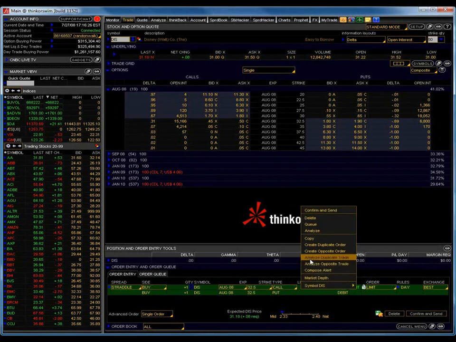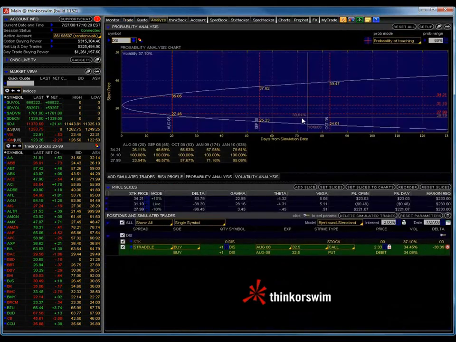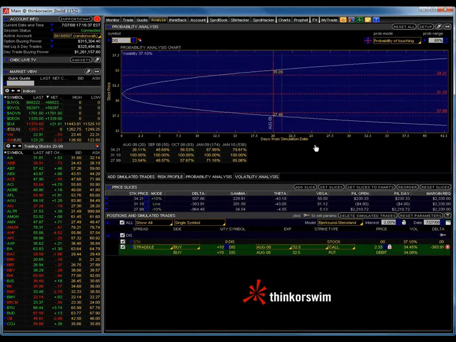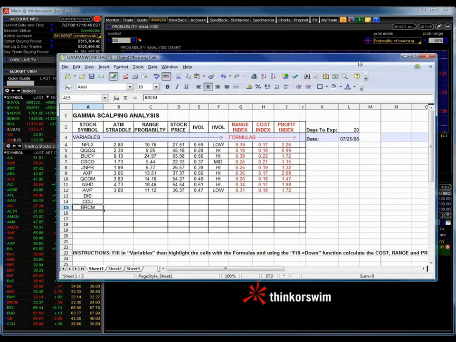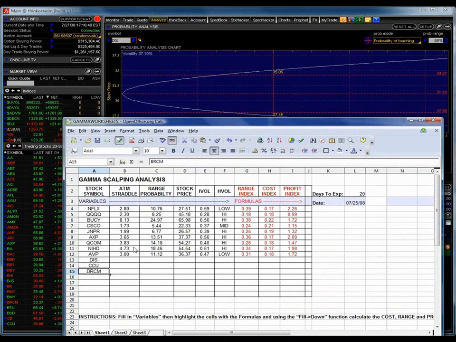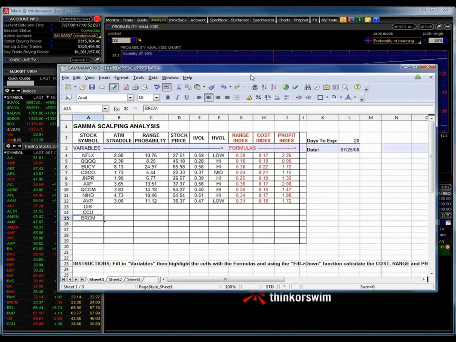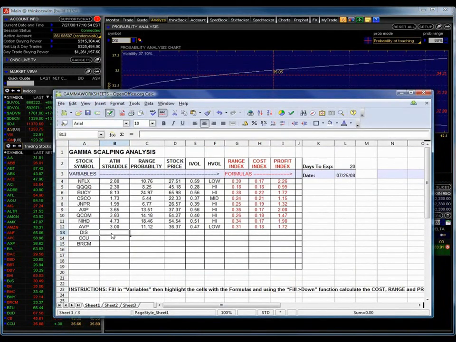Let's go ahead and analyze this as a duplicate trade. And remember, we are going to do 10 contracts. And let's spread this out so that we make sure that we have the August expiration in here. Now, once we're here, we can bring up our spreadsheet and begin entering some information. First of all, the straddle cost is $2.33, so we just plug in $2.33 here.